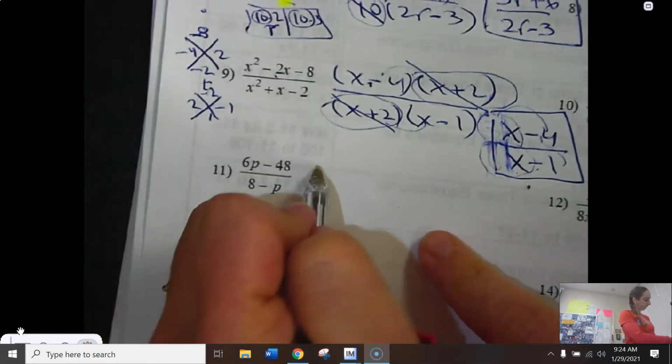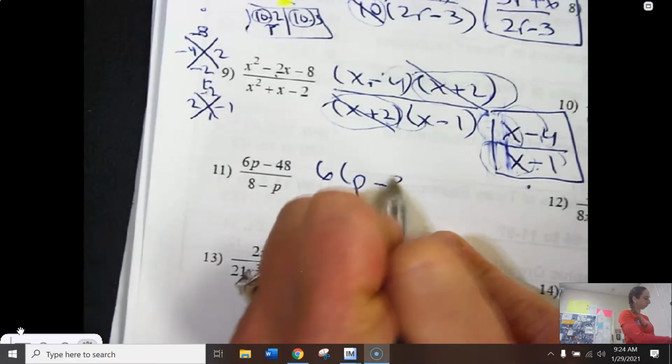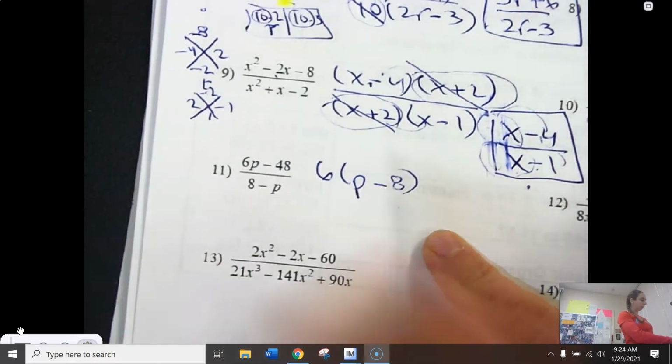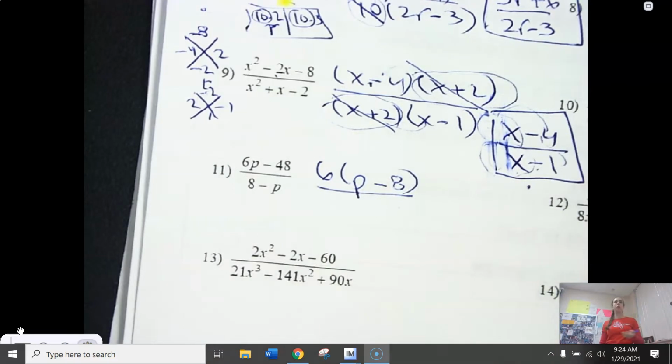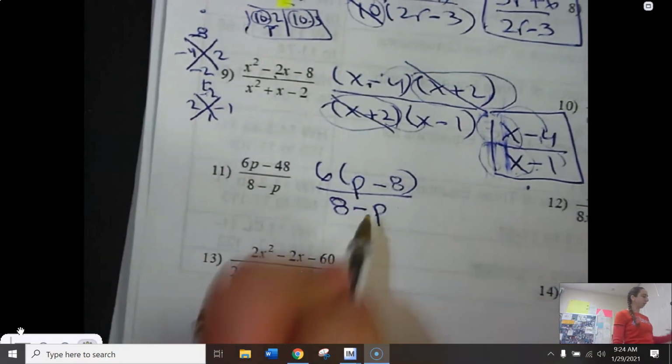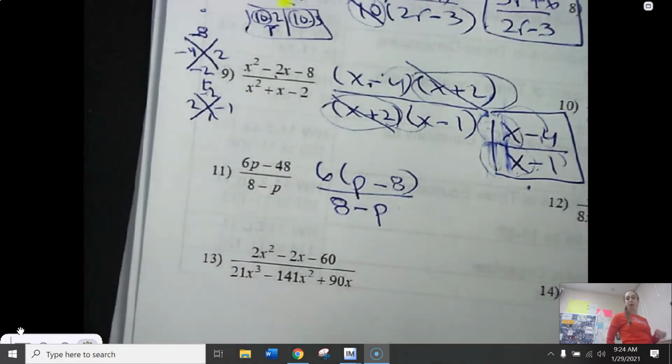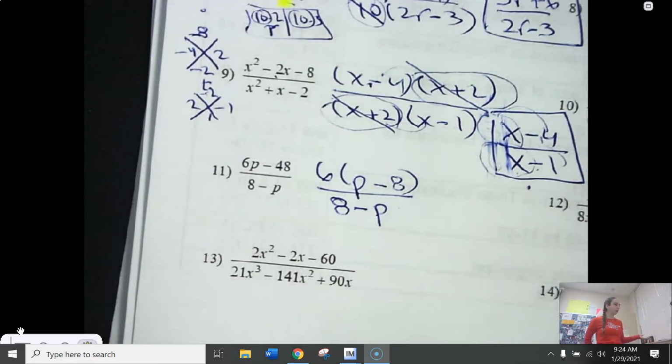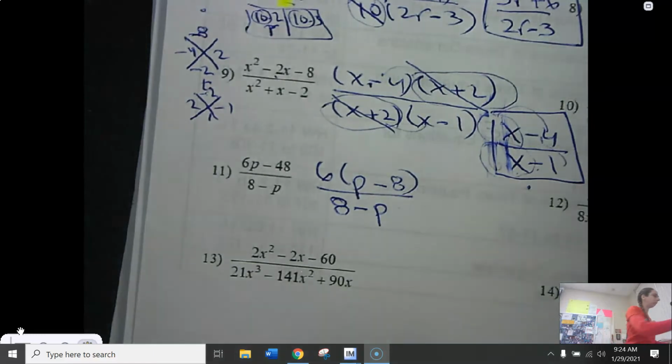Let's go to number 11. Take a 6, p minus 8. Now remember how I said if it's adding or subtracting, you can factor? But I actually can't factor that one. But that's the only time you will even think about factoring. So wait a minute, I can't cross things off. Yes, I can.